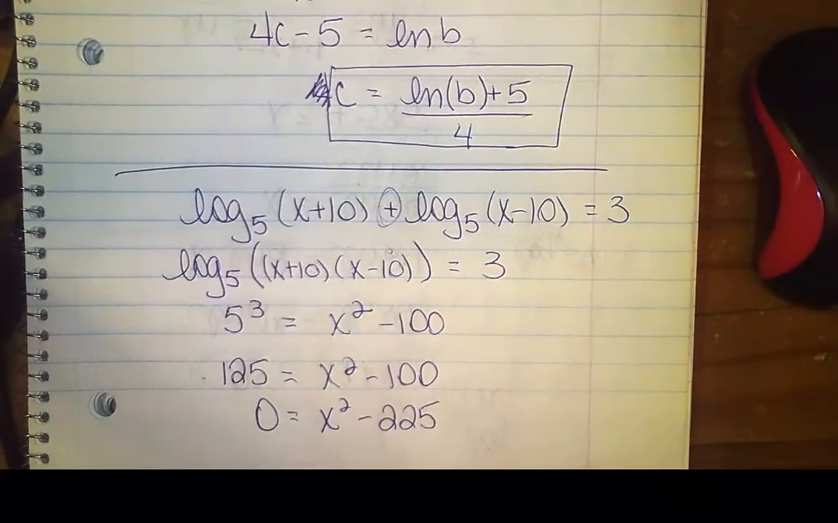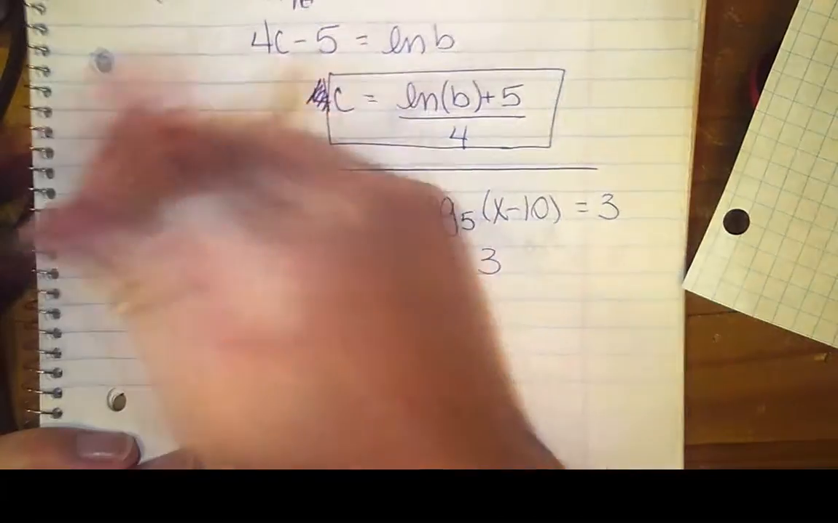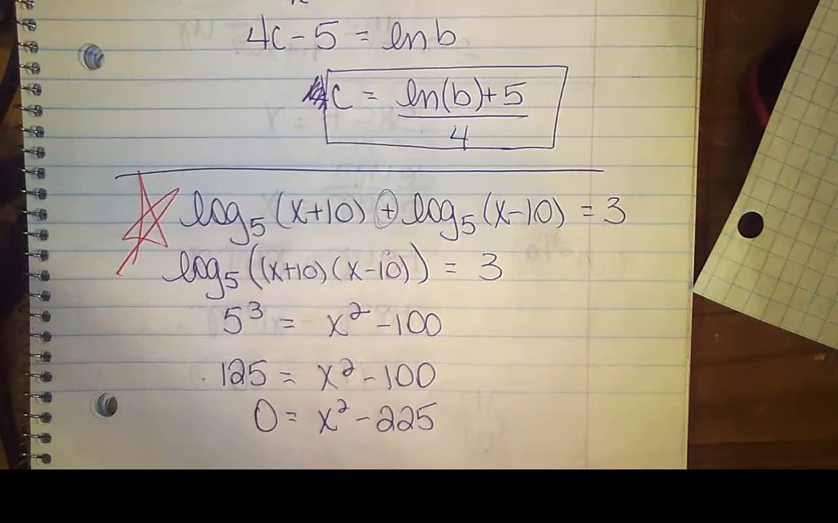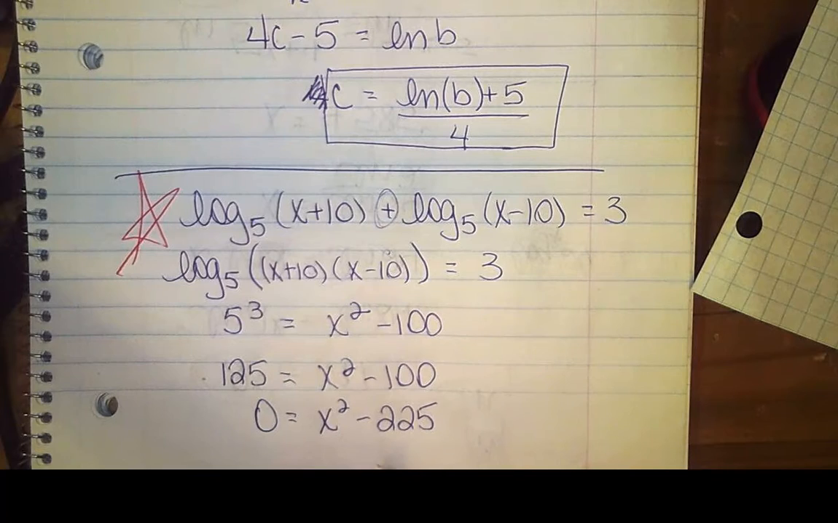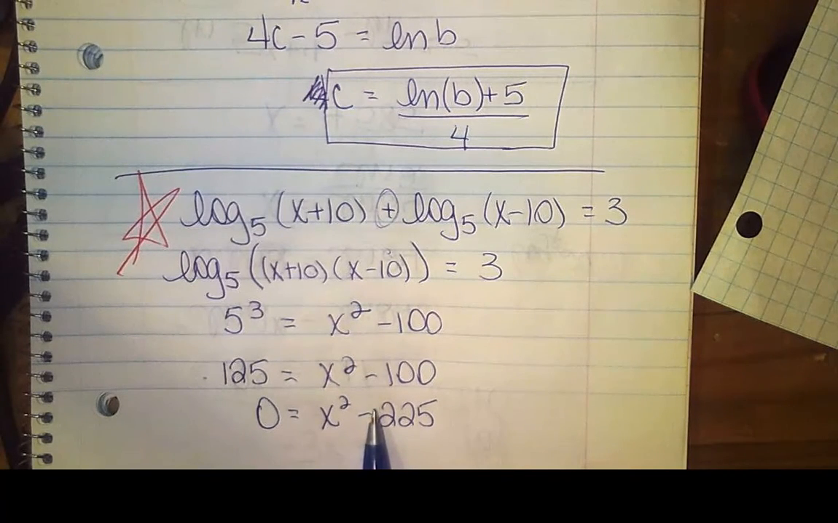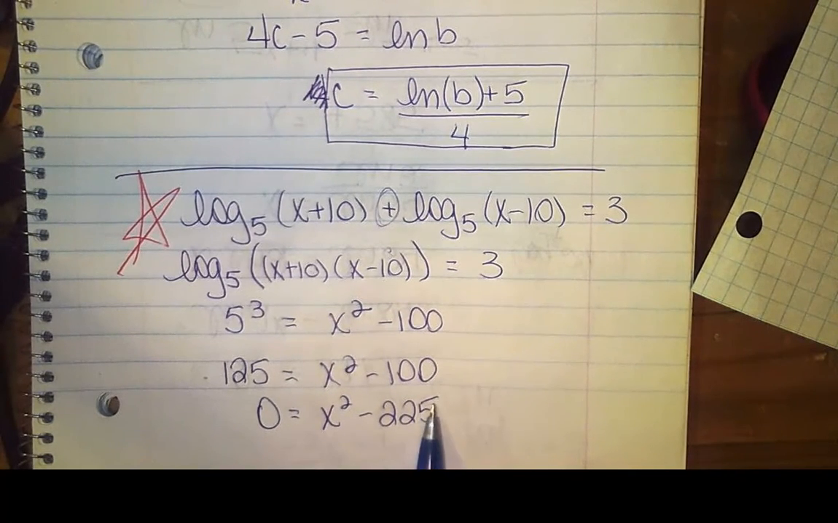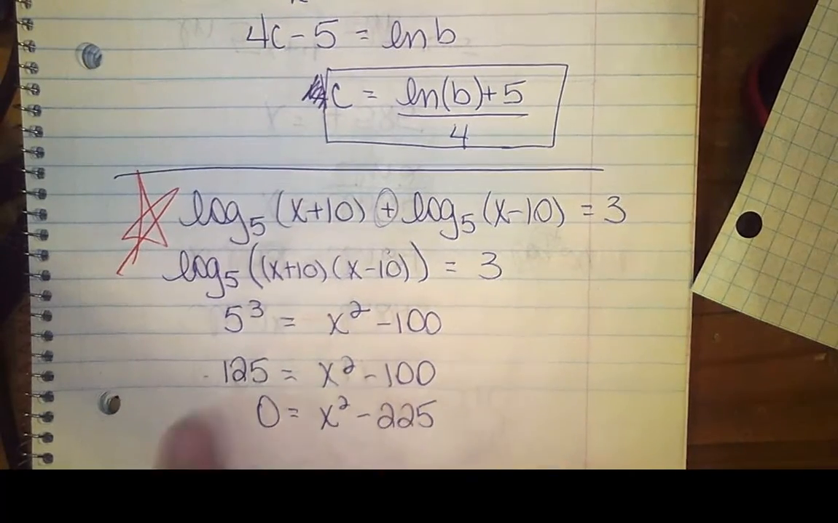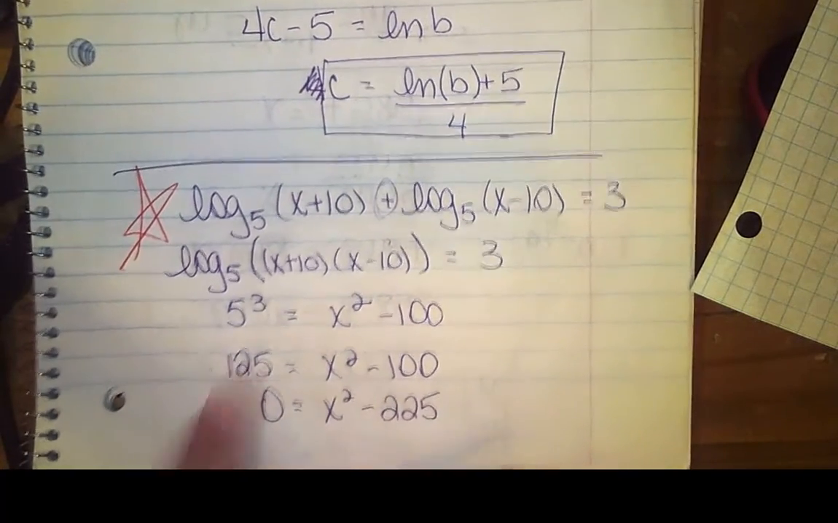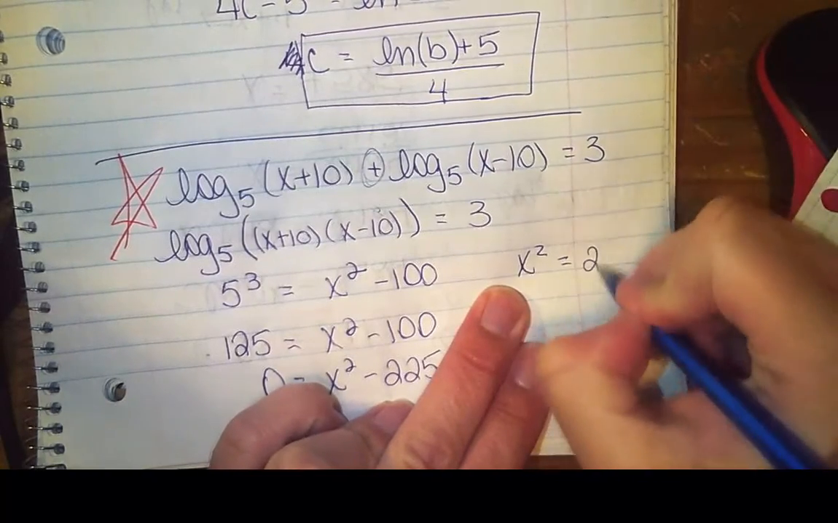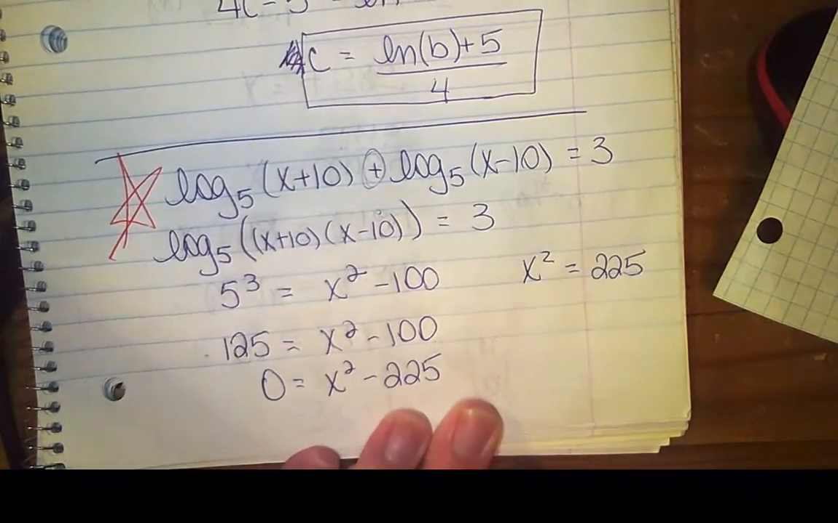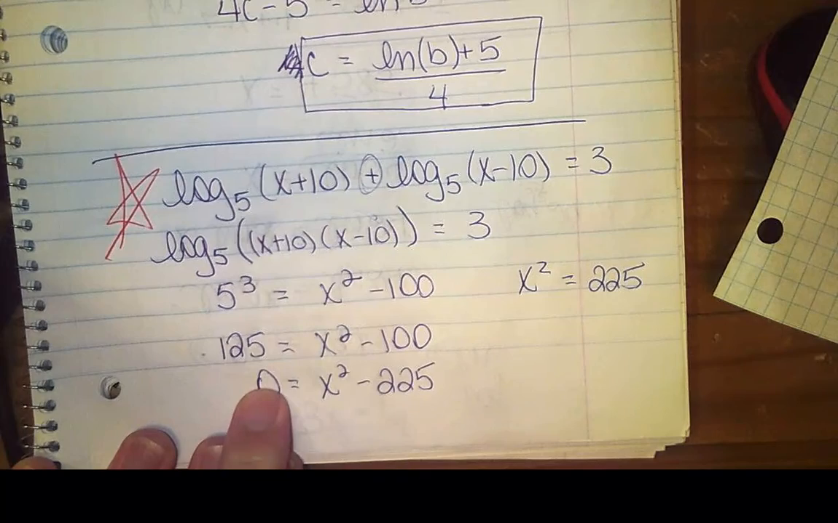And what did we forget, everybody? We forgot we started in log world, so you better check your answer. I haven't needed to do that for a bit. This is the difference of two squares, so you can factor that if you want to. Or I can get x by itself and add 225 back over. So now I've got x squared equals a positive 225 because I added it.